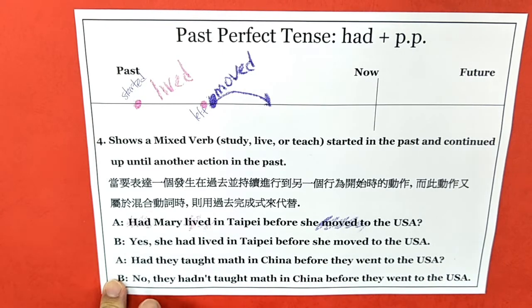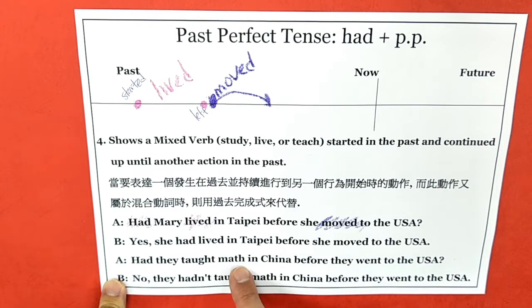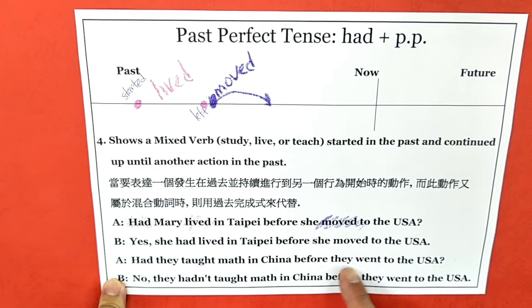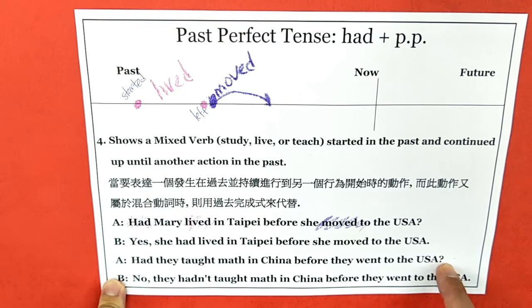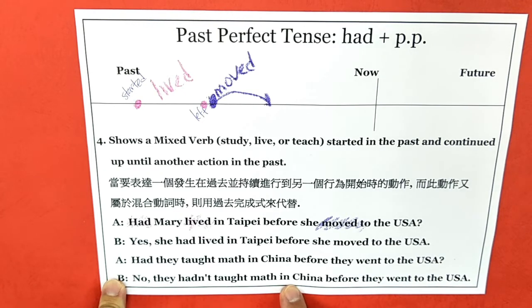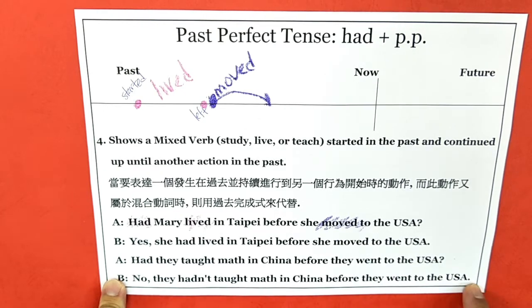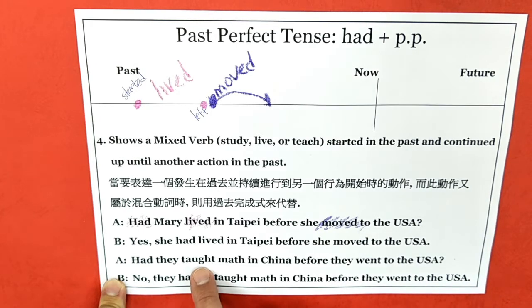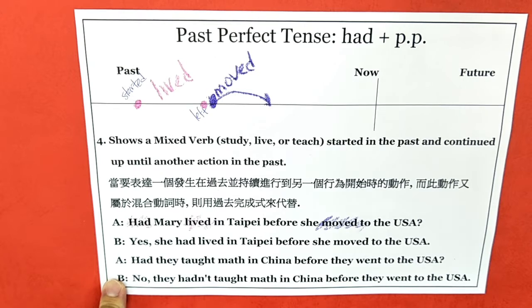Let's look at a negative sentence. Had they taught math in China before they went to the USA? No, they hadn't taught math in China before they went to the USA. Again, teach is a mixed verb. We could also have said, did they teach math in China before they went to the USA? See, I could use the simple past. I like the past perfect better, but you could also use the simple past.